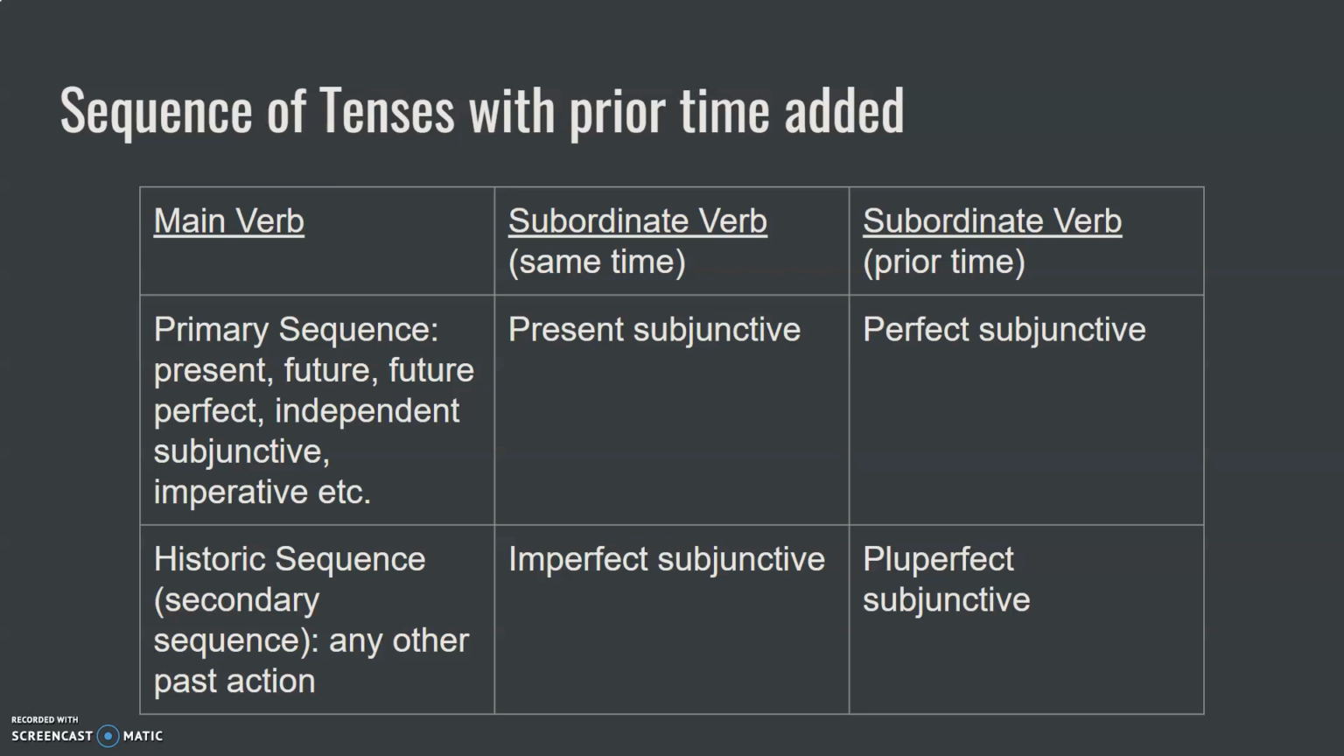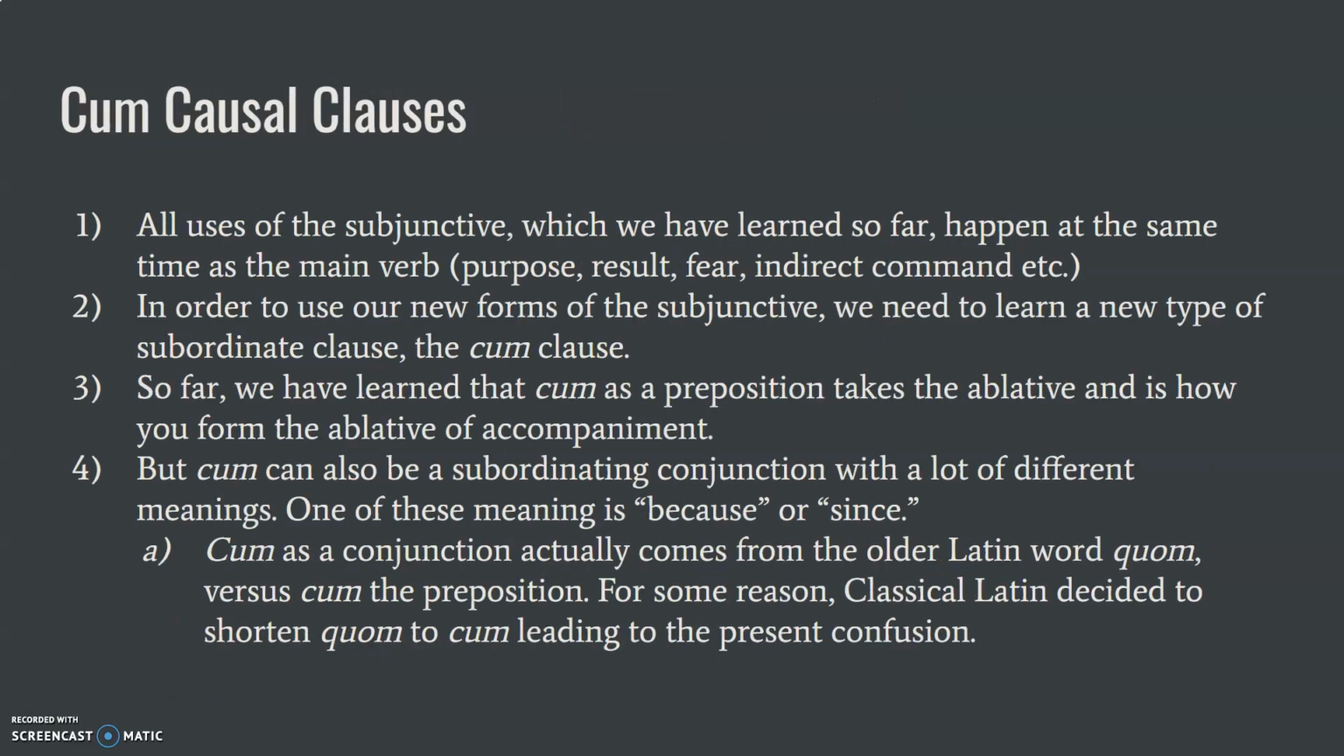So, in order to use any of this chart or make sense of it at all, we have to learn what kinds of uses of the subjunctive might need a subordinate verb that talks about the prior time. And so, let's talk about cum clauses.